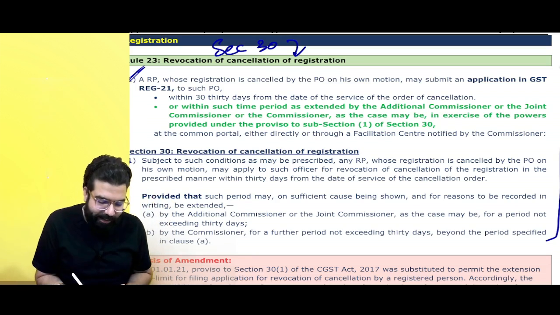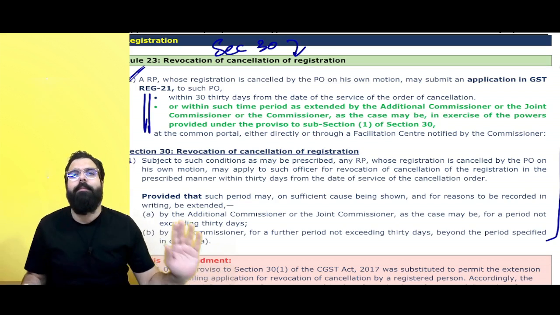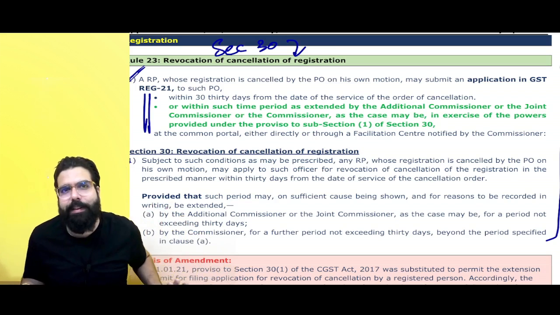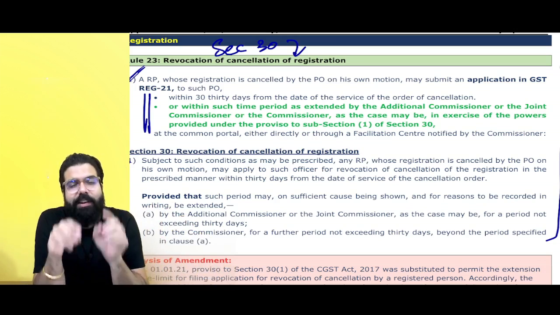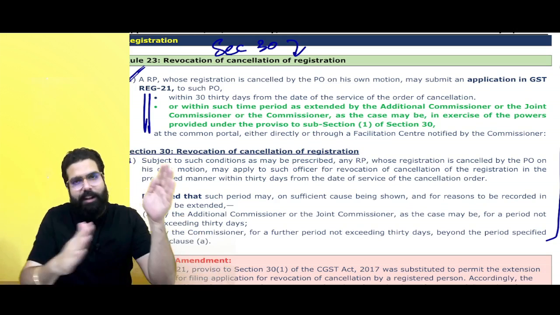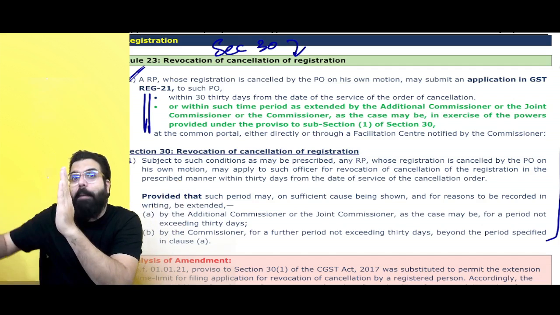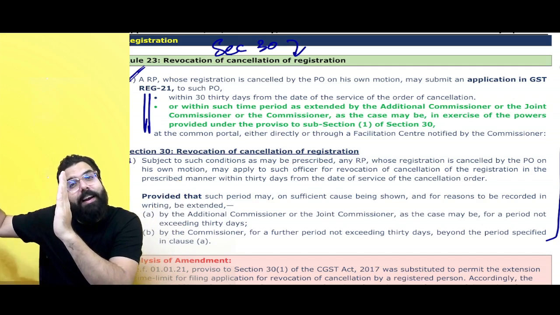That's all the changes. So sir, what is the change for our exam? For your exam, you just have to remember one thing: you can apply for revocation of cancellation of registration within 30 days, or the time period which has been additionally allowed by the additional commissioner, joint commissioner or the commissioner.